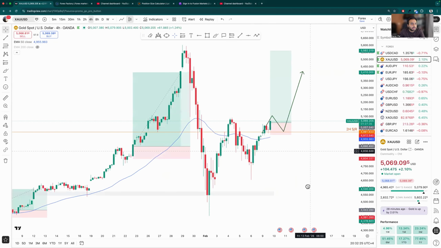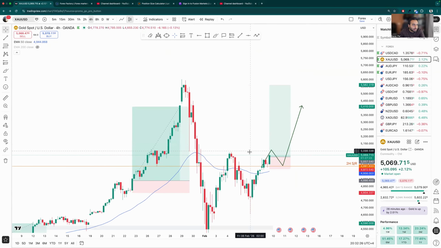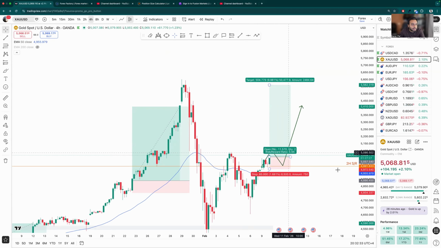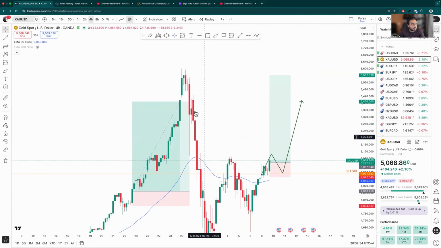Gold is also moving in direction, but right now I want to see the price expand from here. If it breaks this easily, then we'll be seeing a greater momentum reaching towards the previous high.